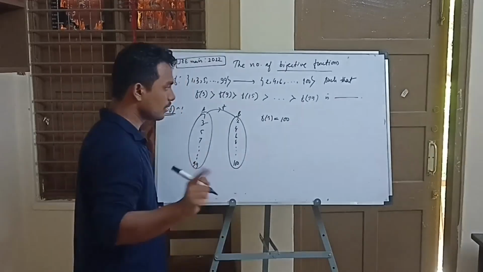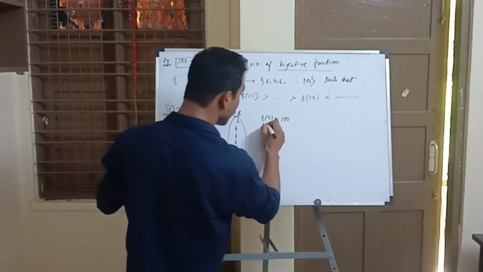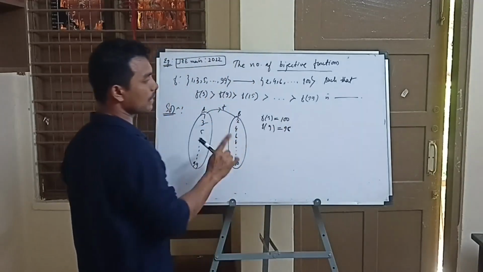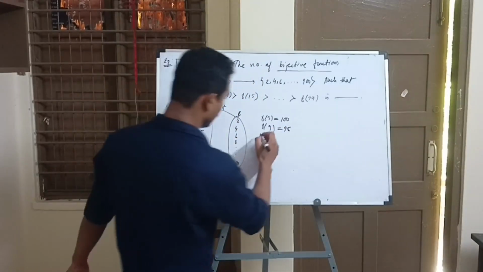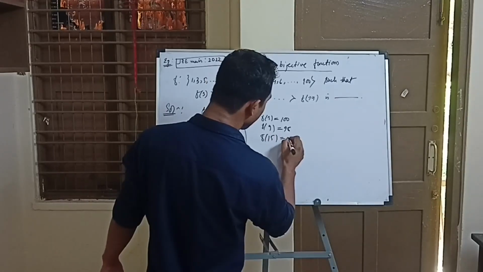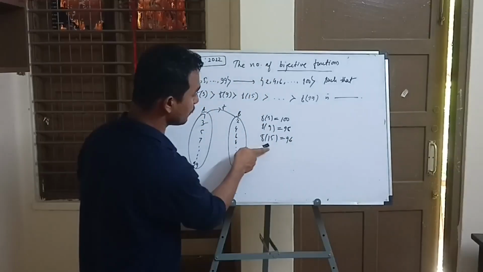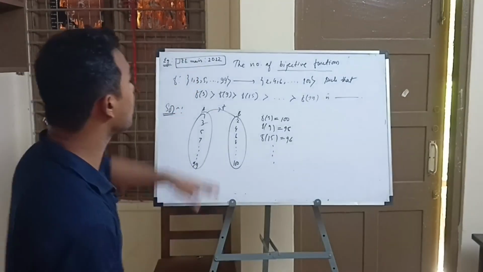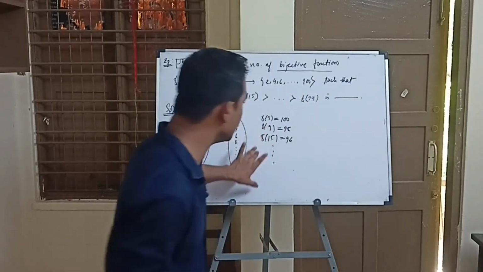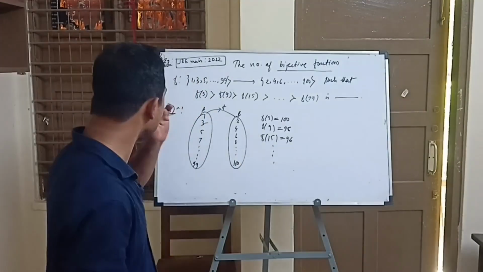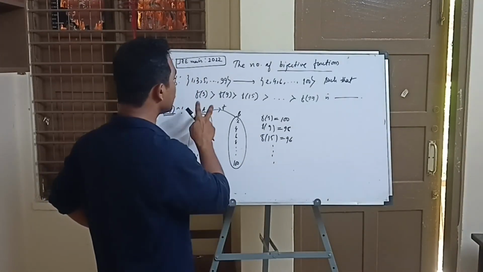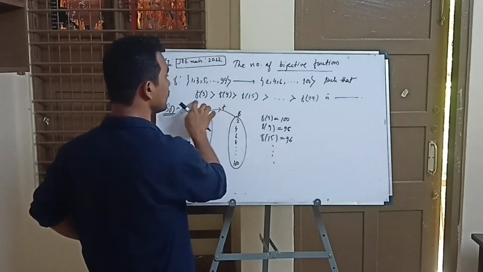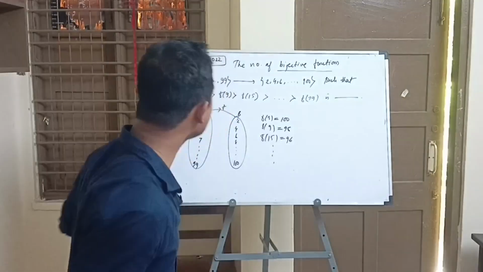Here we have to find the number of bijective functions, that is, one-one and onto functions, correct? Such that the image of 3 is greater than the image of 9 is greater than the image of 15. Suppose the image of 3 is 100, then the image of 9 is less than that, say 98. Then the image of 15 is say 96. We have to find the number of bijective functions satisfying these conditions. First we will calculate how many numbers are satisfying these conditions.